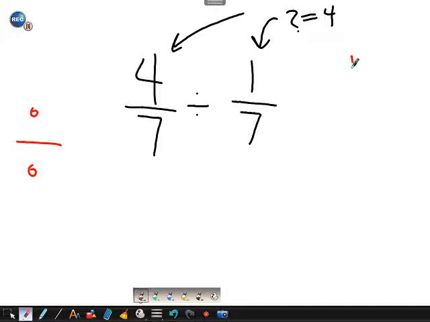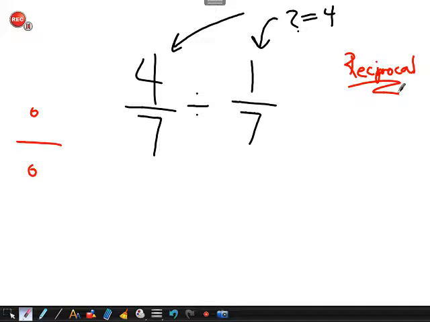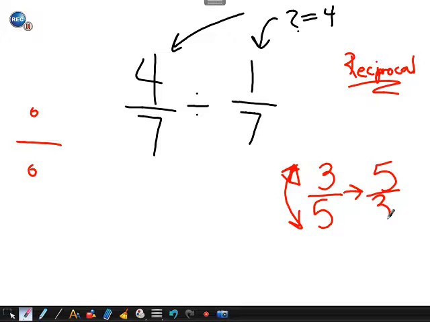To divide fractions, we have to know something called a reciprocal. Reciprocal. Okay? A reciprocal basically means any fraction that you're given, you're going to find the opposite of it by flipping the numerator and the denominator. So 3/5, the reciprocal would be 5/3. 1/3. Okay, you flip the numerator and denominator. 1/3, the reciprocal would be 3/1.